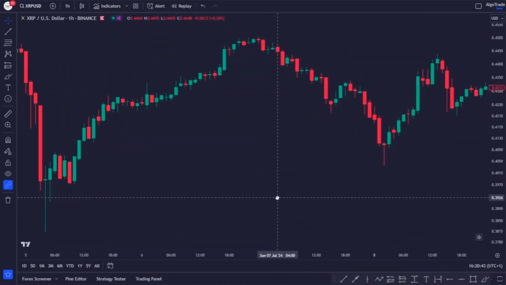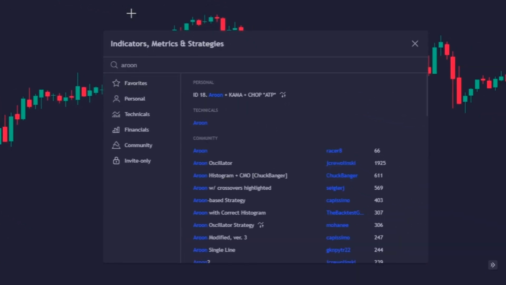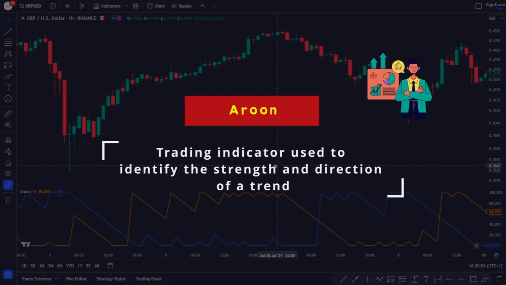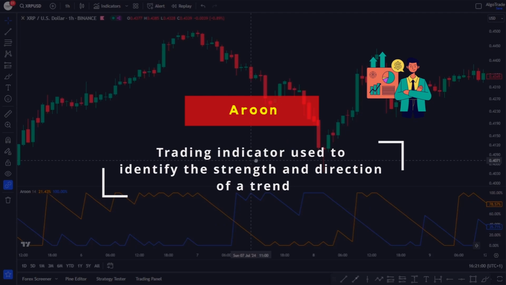So, as usual, let's start by adding the indicator to our TradingView charts. First, click on Indicators, then type Aroon, and you can use this version provided by TradingView, which is free. By definition, the Aroon is a trading indicator used to identify the strength and direction of a trend.